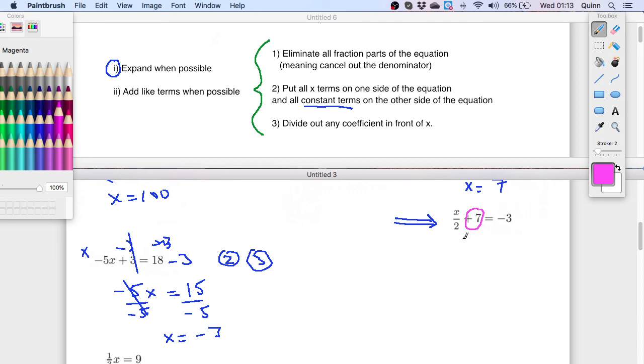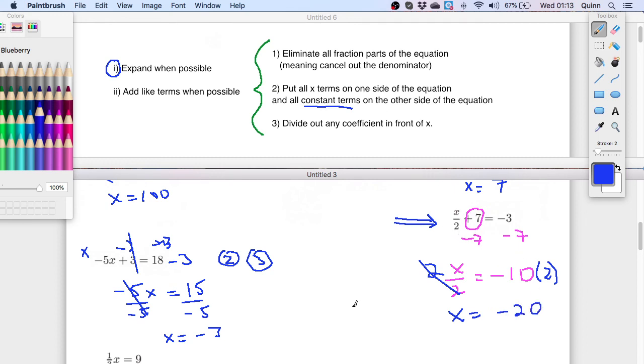So to do that, I put negative 7 here, and I have x over 2 is equal to minus 3 minus 7, which is minus 10. So here's an exception where I decided to use rule 2 before rule 1. And the reason why I did that is because now, if I want to get rid of the fractional bit here, I can times by 2 up there, and times this also by 2. And now I have x is equal to negative 20, okay?